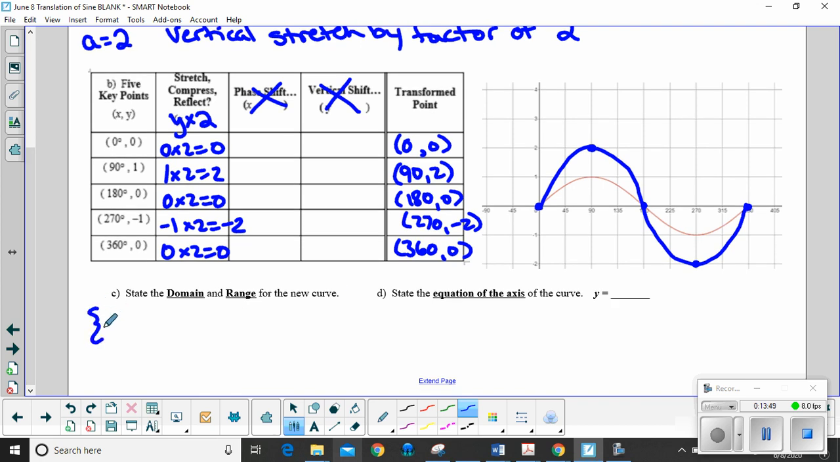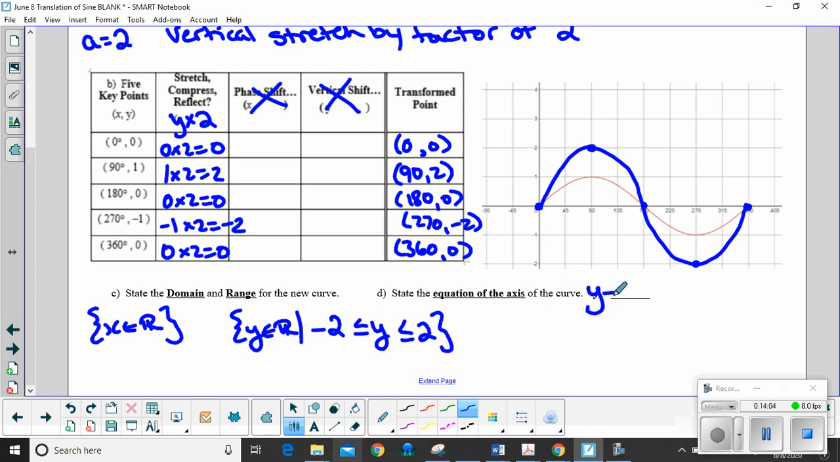So my domain has not changed. It will never change. My range, y is any real number such that my new minimum is negative 2, less than or equal to y, and my new maximum is positive 2. I'm still going around the line y equals 0 as my axis. Right, so that's still there because it's going through the center. And there we have it.